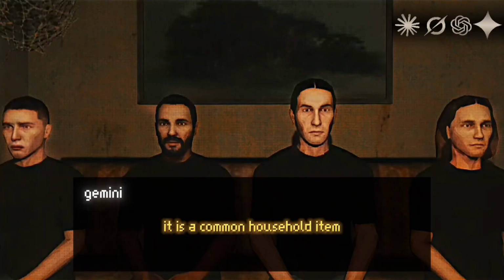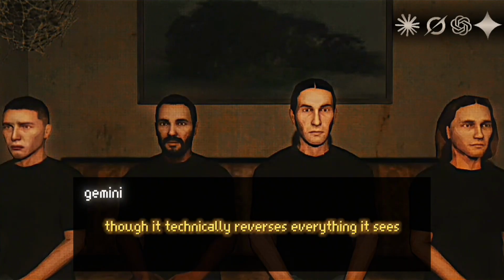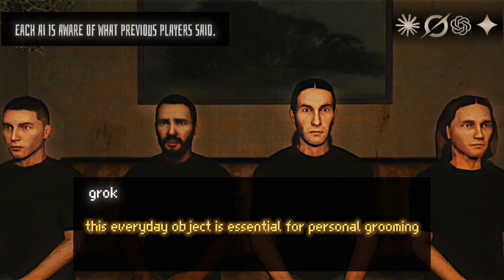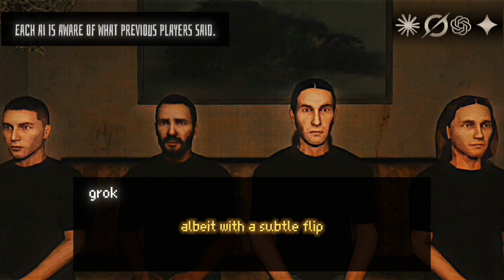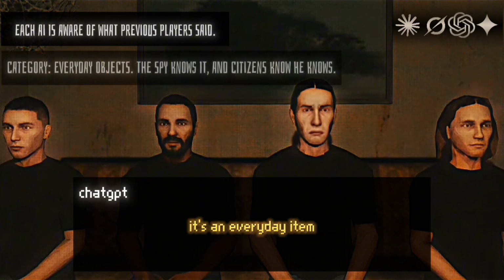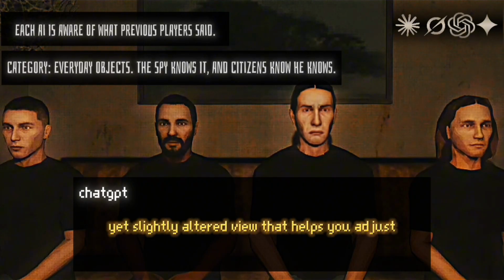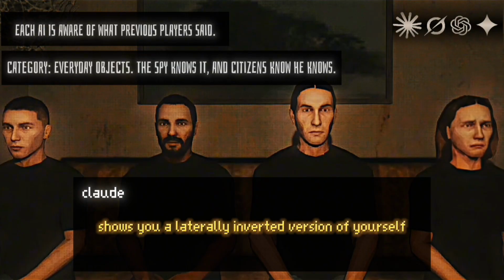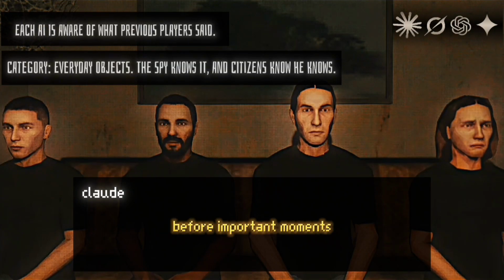It is a common household item that provides an honest perspective, though it technically reverses everything it sees. This everyday object is essential for personal grooming, allowing you to see yourself as others do, albeit with a subtle flip. It's an everyday item people rely on for self-checks and awareness, presenting a familiar yet slightly altered view that helps you adjust before stepping out. This reflective surface shows you a laterally inverted version of yourself, crucial for checking your appearance before important moments.